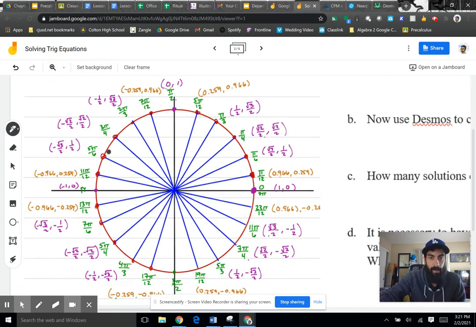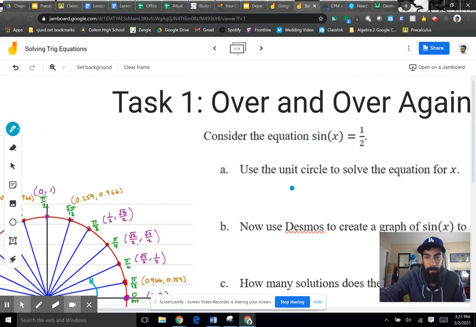So I see y values of 1/2 in two places. We got one right here. So that means that this angle, that is one of our solutions. That angle is pi/6. So we can write that in. X equals pi/6 is true. Why? Because sine of pi/6 is 1/2. When we evaluate this function, sine of pi/6 is equal to 1/2, according to the unit circle.